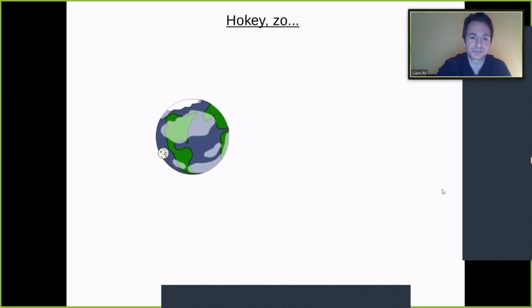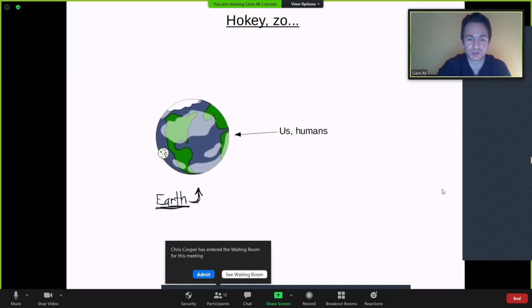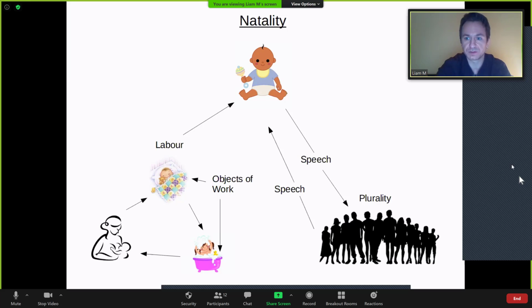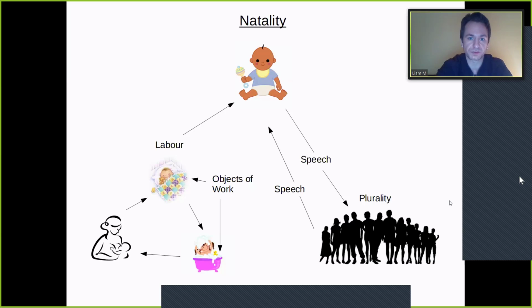So, okay, so there is the world, there is Earth, and there's us humans. And so we are born into natality. And so this is natality in terms of specifically human birth. And as we can see, this baby is subjected first to labor. Over here, we can see labor. And so labor is all of the eternal necessities that we will need from our birth until our death. We can see feeding, sleeping, and cleaning as these recurring eternal necessities.